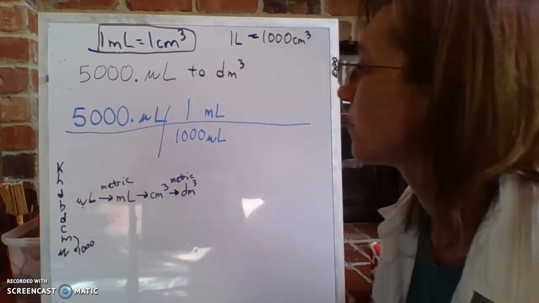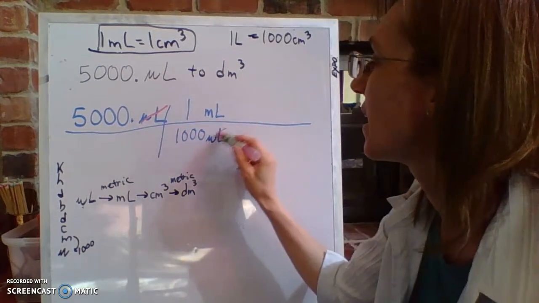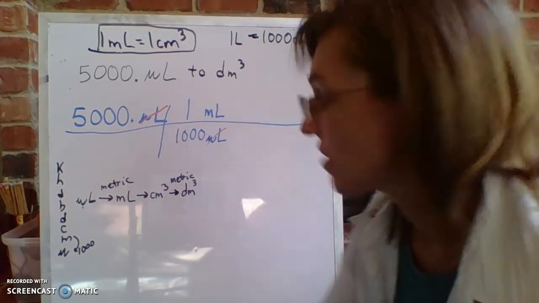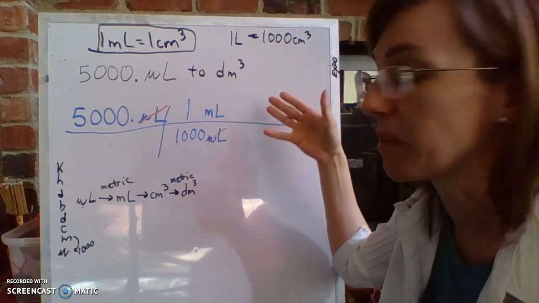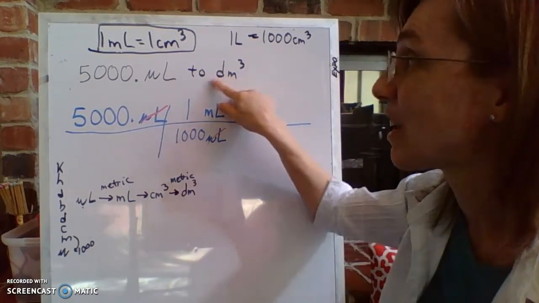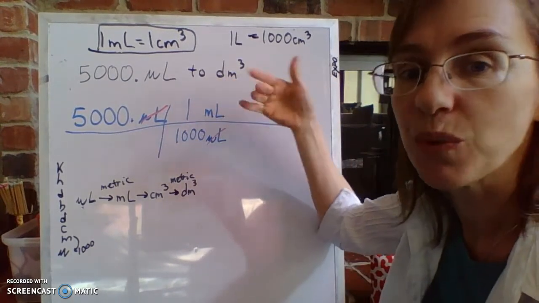So now, if we cross out our units, if we ended the calculation right there, the only unit we haven't canceled out is the milliliters. So this answer would be in milliliters. That's not what we're asking for, so we have to keep going.